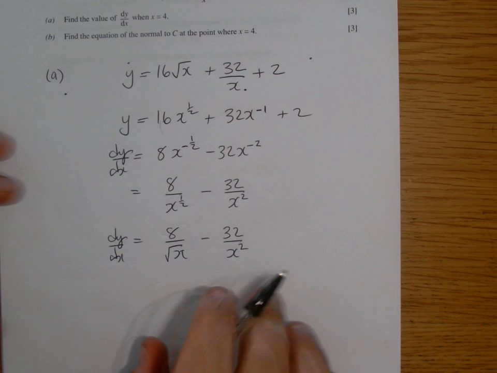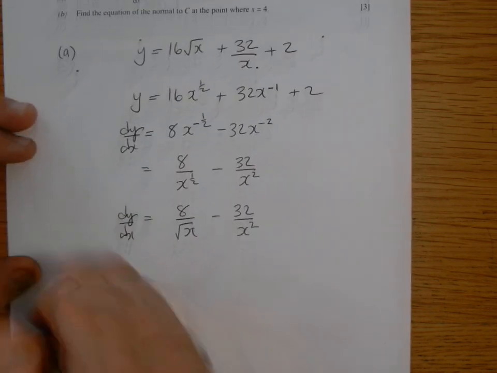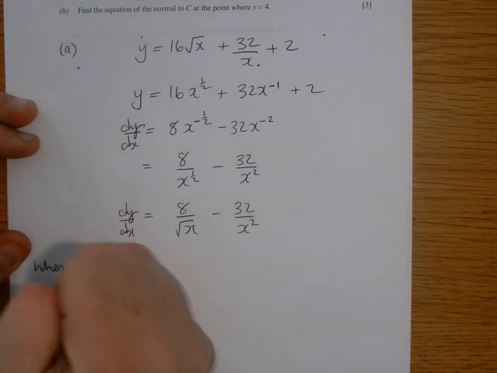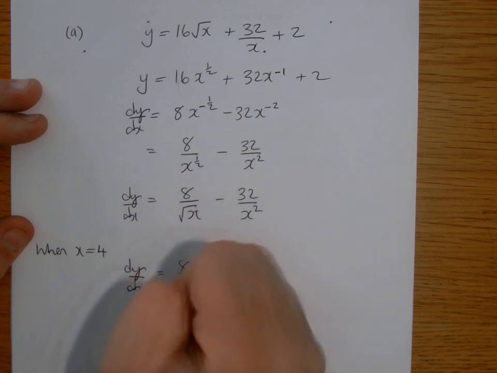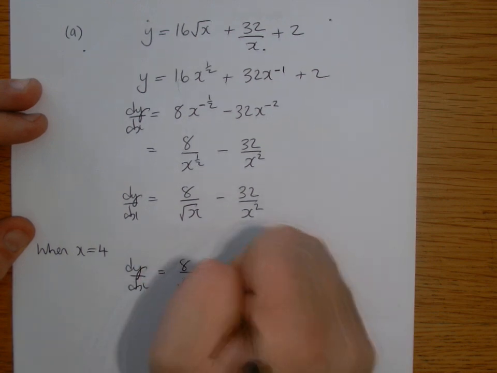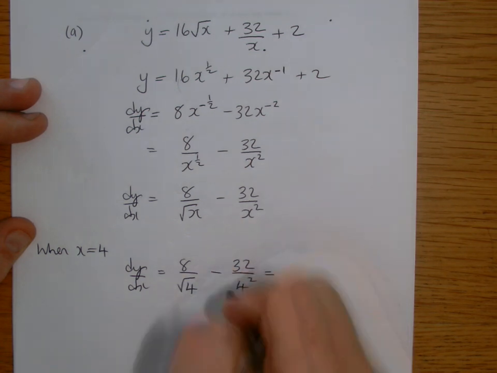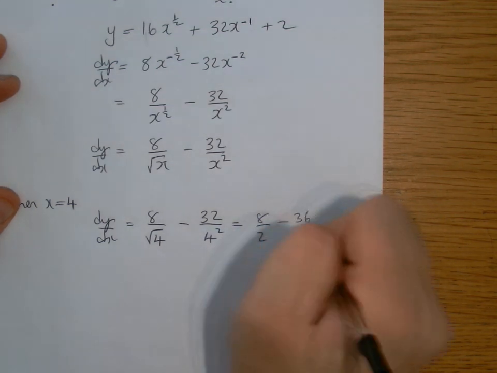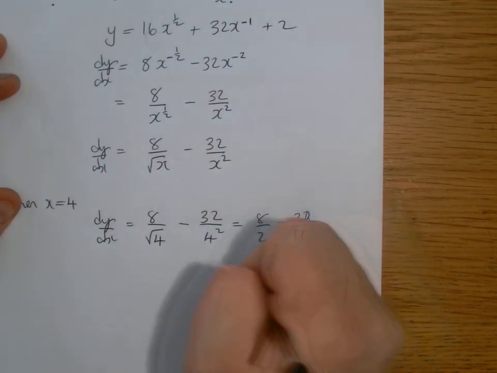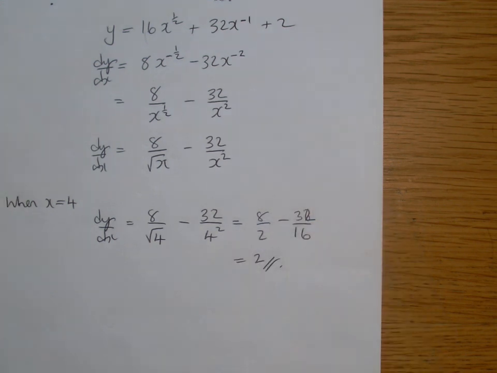So now we can work out what dy dx is when x is equal to 4. So when I put x equal to 4 in, dy dx is equal to 8 upon root 4, take away 32 over 4 squared. So if I work that out, you can use a calculator. So you get 4 there, that is 2, 4 take away 2 is 2. So we get dy dx is equal to 2.